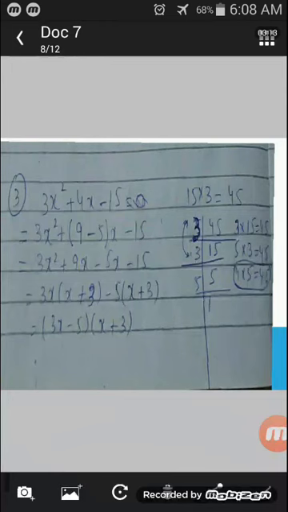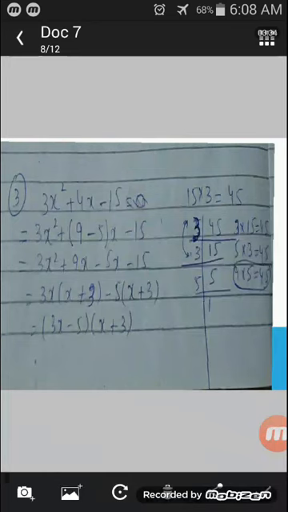you count the table up to 45, like 3 into 15 is equal to 45, 1 into 45 is equal to 45, 5 into 9 is equal to 45. When you subtract 9 and 5, you will get 4.